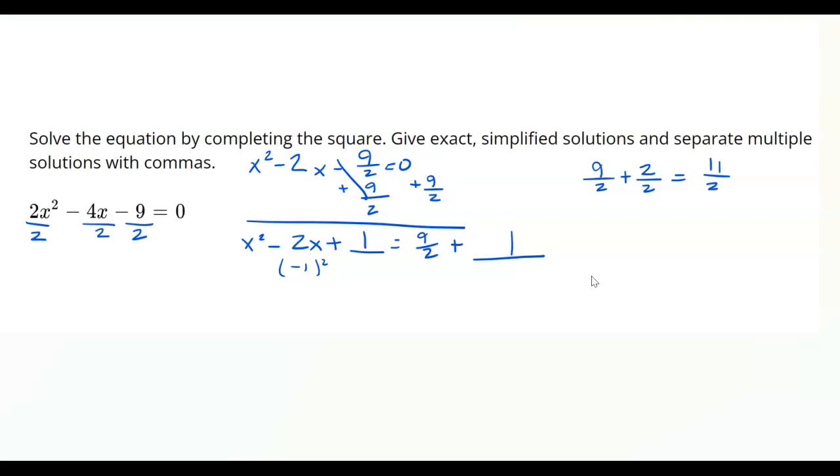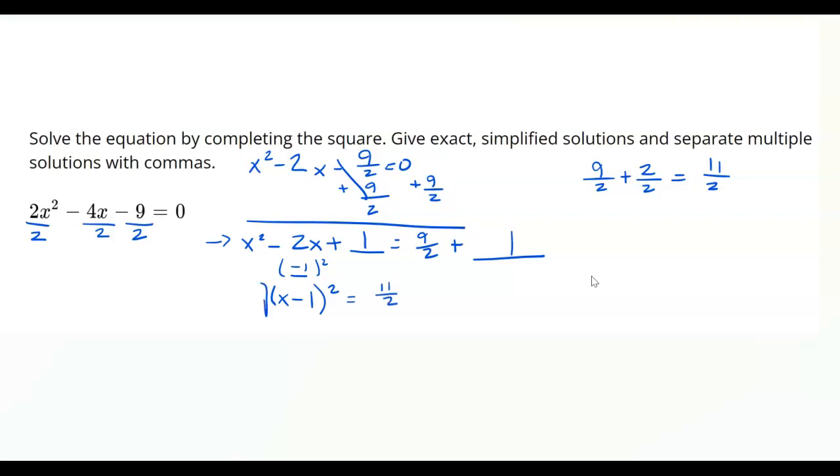Okay. So next, let's go ahead and factor this left side. Well, I know it's always going to factor into whatever half of that middle number is, which is -1. Or I could just factor it the other way. I know +1, I could factor to -1, -1. So either way you think of it, it's going to become (x minus 1) squared equals 11/2.